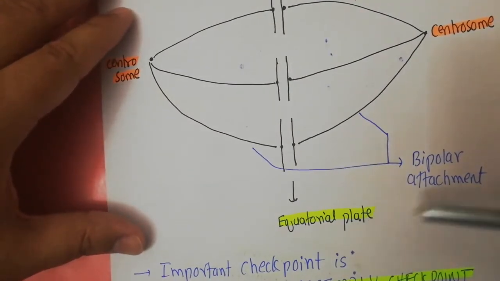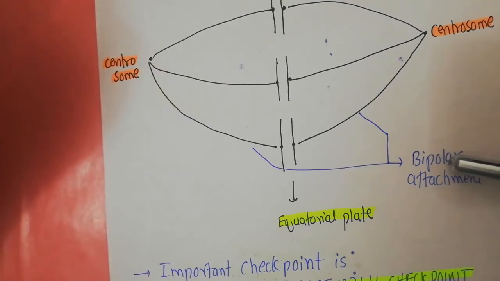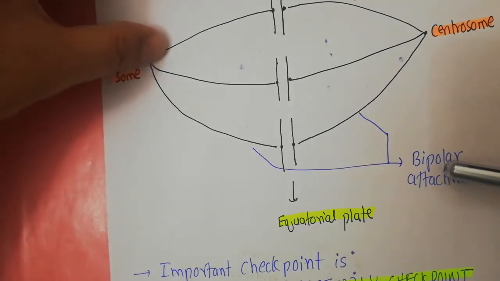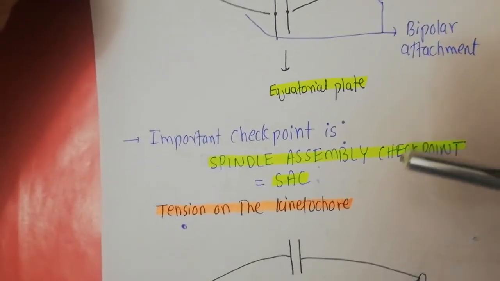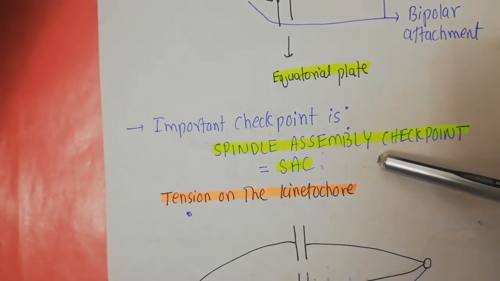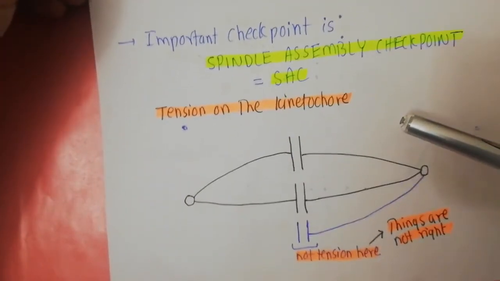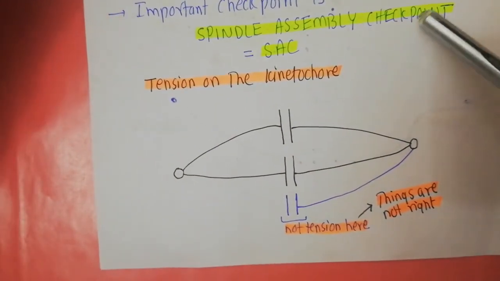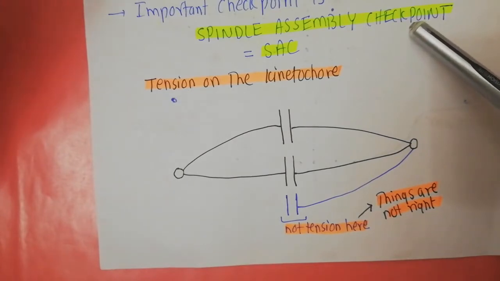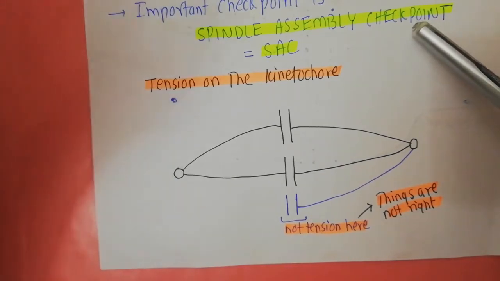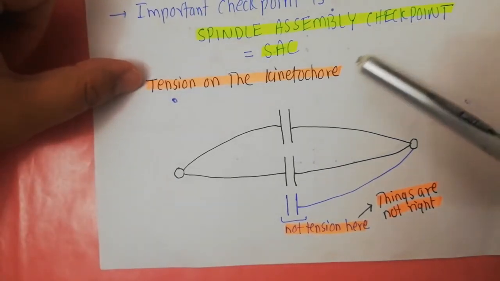And I've told you that the bipolar attachment of all of the pairs of the sister chromatids is necessary, that is mandatory, if you want to move from the metaphase into the anaphase of the cell cycle. And this bipolar attachment was actually ensured by a particular checkpoint which is known as the spindle assembly checkpoint. Now let us discuss this spindle assembly checkpoint in a little bit of detail, how it is ensuring that all of the pairs of the sister chromatids have got bipolar attachment. The key here is the tension on the kinetochores.